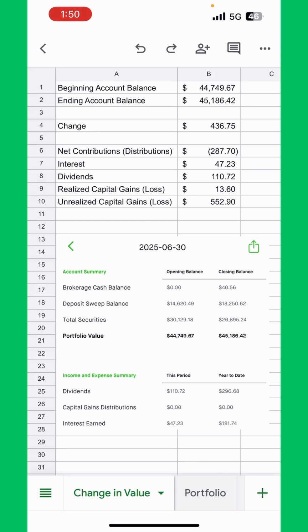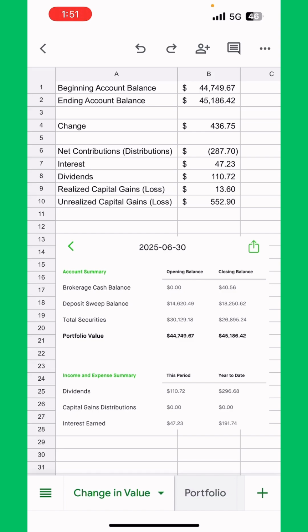So starting off with the performance of the portfolio, the value of the portfolio did go up a bit, primarily due to unrealized gains in various stocks. So we had $552.90 in unrealized gains. I did receive just over $47 of interest and $110 in dividends. I realized a bit of capital gains just as I was moving around the portfolio and preparing to redeploy some cash, which I ended up investing in the beginning of July. We're going to see a bit of this in the month of July as well. There was one more position that I just liquidated as I didn't really feel like it met what I was trying to do for the portfolio.